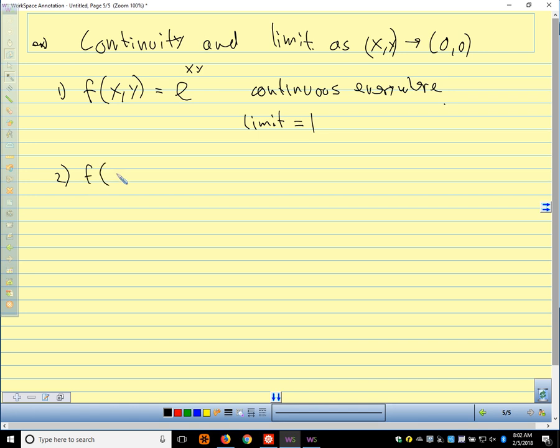f of xy is x squared over x squared plus 1 times y squared plus 1. Polynomials in the numerator and denominator. Are we going to get any problematic values? No, because our denominator can never be 0, because we just have those quantities squared. So this is going to be continuous.